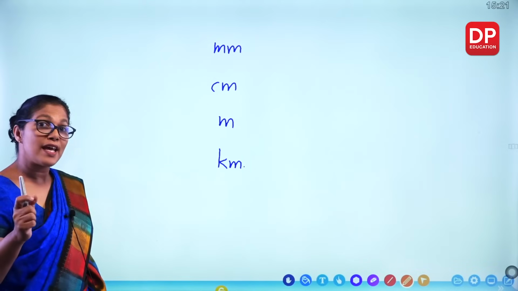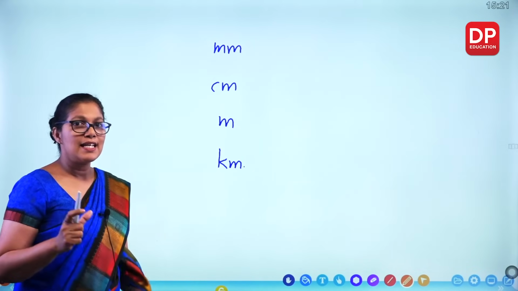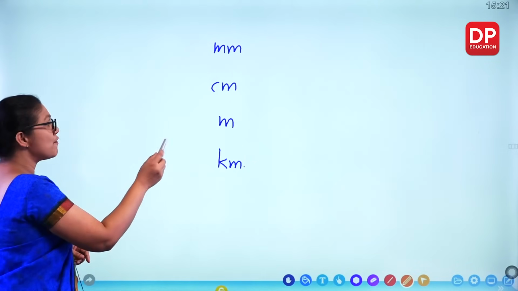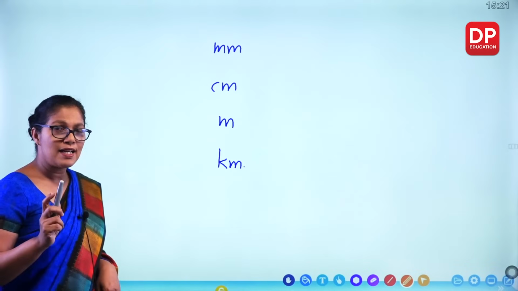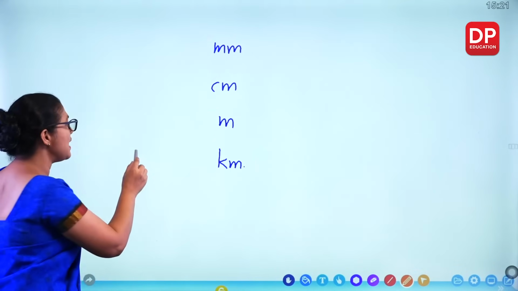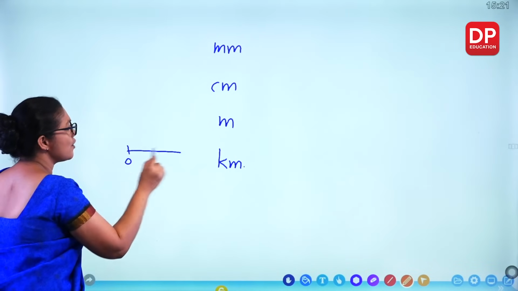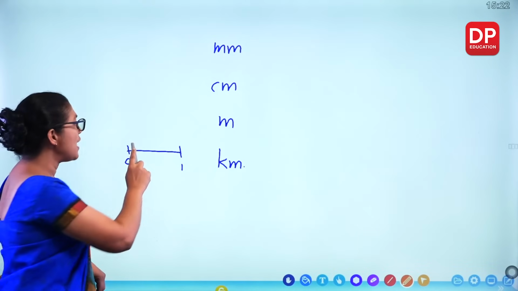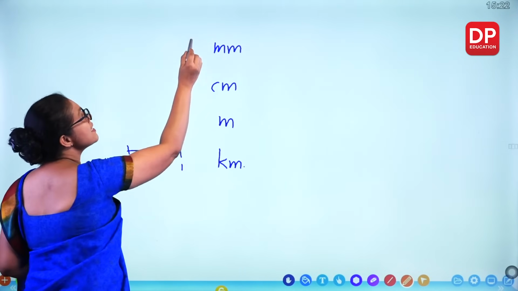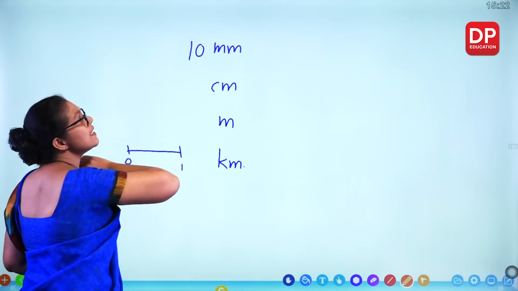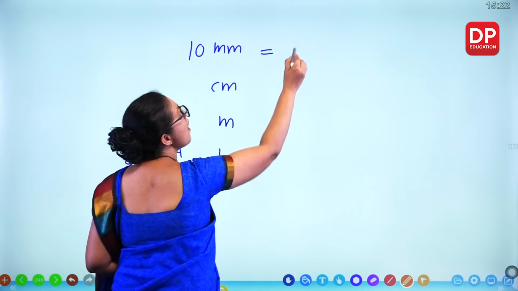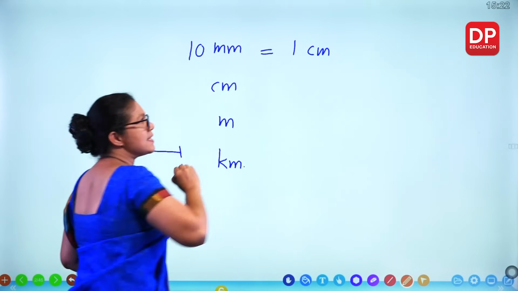What's the conversion between all these units? We know when you take your geometry set, you get a 15 centimeter ruler. In that ruler, when you take 1 centimeter, 0 to 1, you get 10 gaps. So that means you get 10 millimeter lines equal to 1 centimeter.